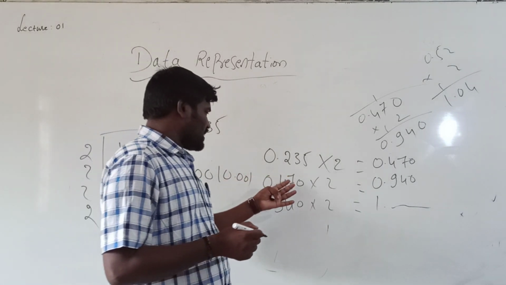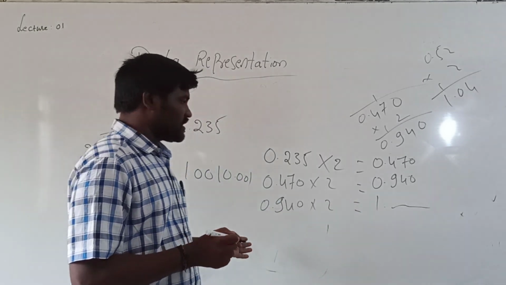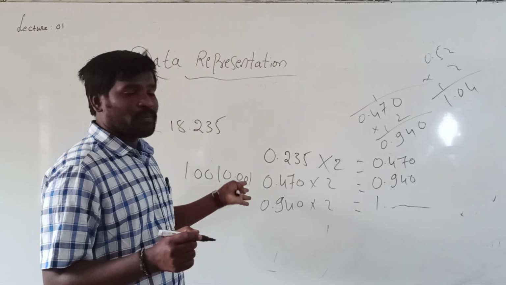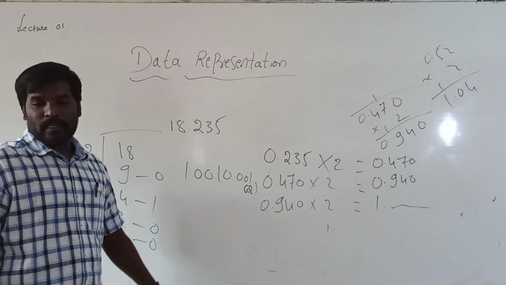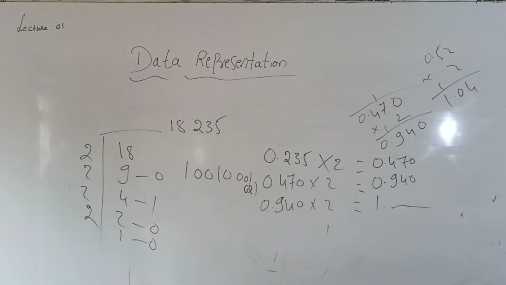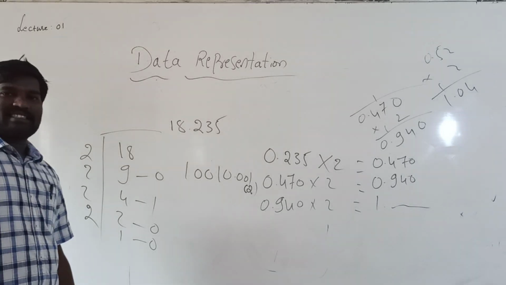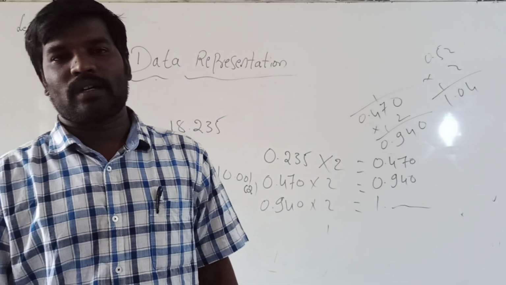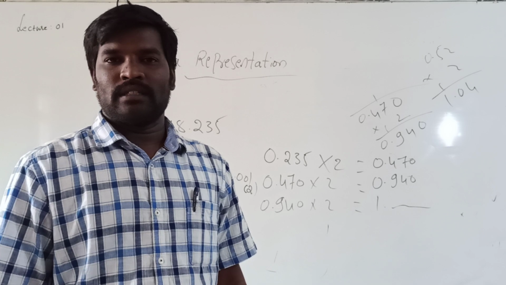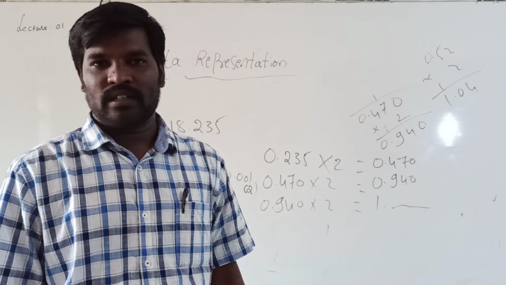If you want some more places, you can multiply with the decimal again. Otherwise you stop here, and you must mention the base. In the next class, we will discuss how to convert from decimal to octal and decimal to hexadecimal, and vice versa. Okay, thank you.